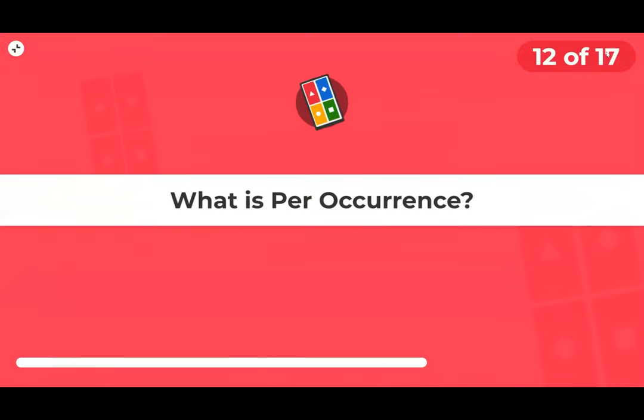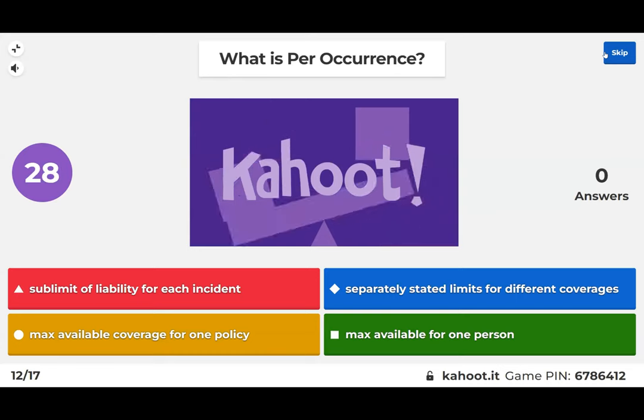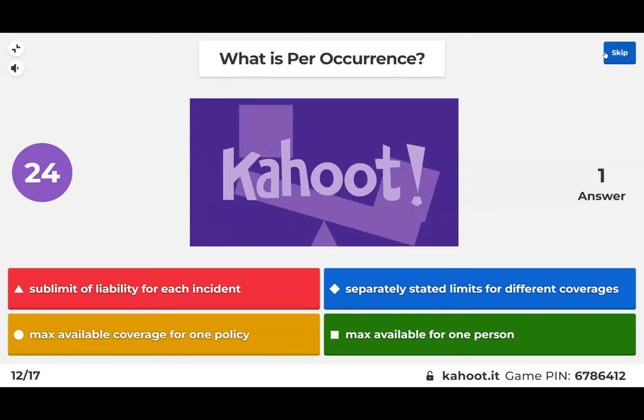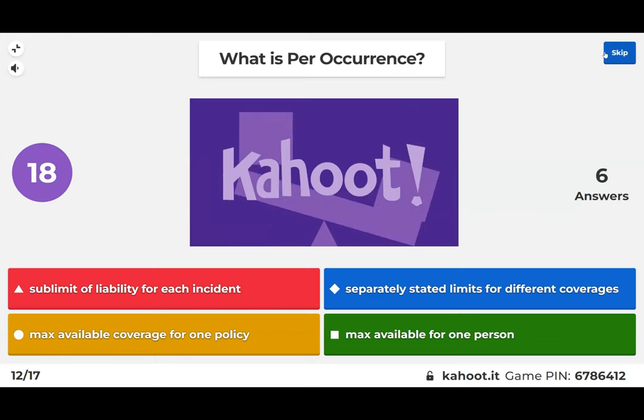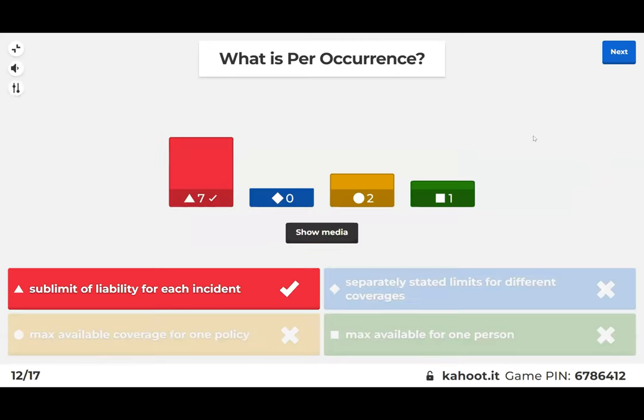What is per occurrence? What does that mean? Sublimited liability for each incident.